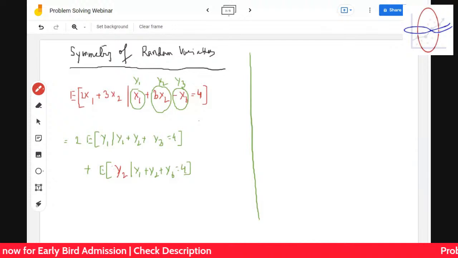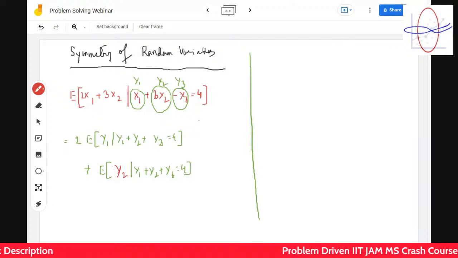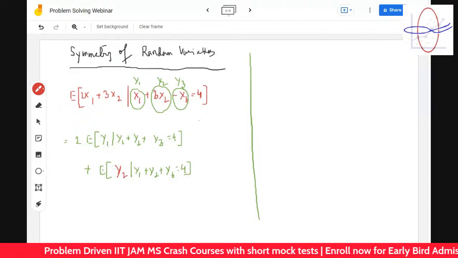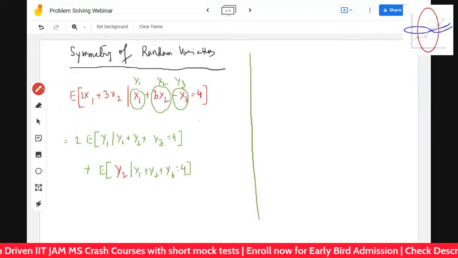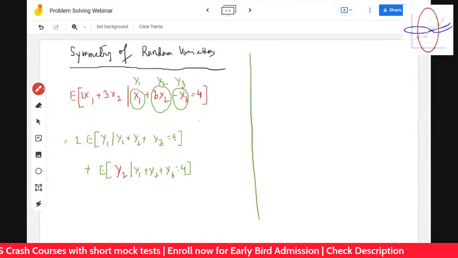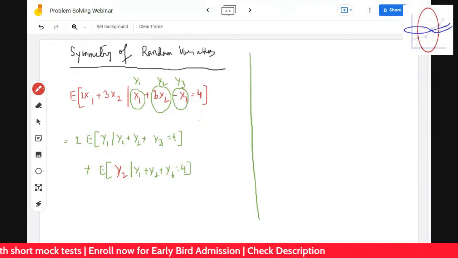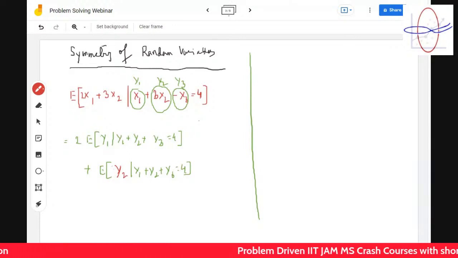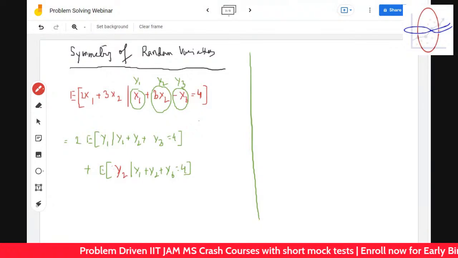Okay, so now you see a very interesting spot. The pattern in that y1 given y1 plus y2 plus y3 and y2 given y1 plus y2 plus y3. This gives an opportunity, or like a door of opportunity, to apply the ideas of symmetry. I mean, there's an inherent symmetry in the expression. So how to exploit that symmetry and understand the ideas of the solution?